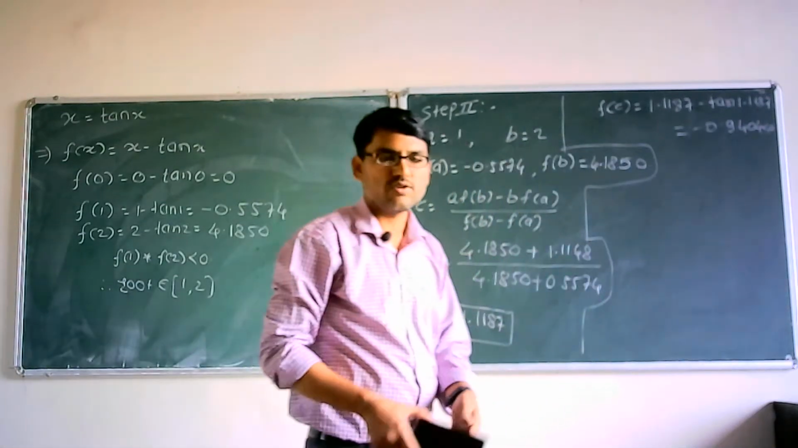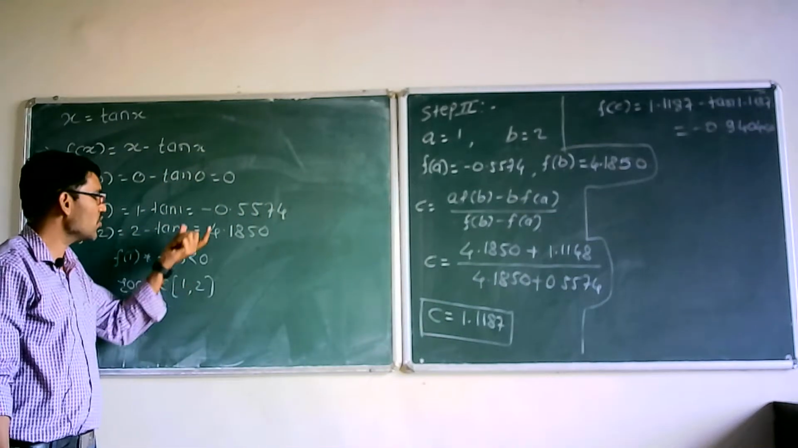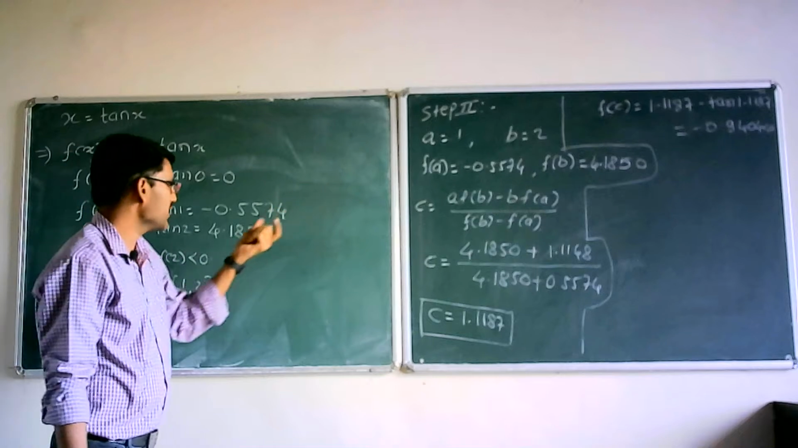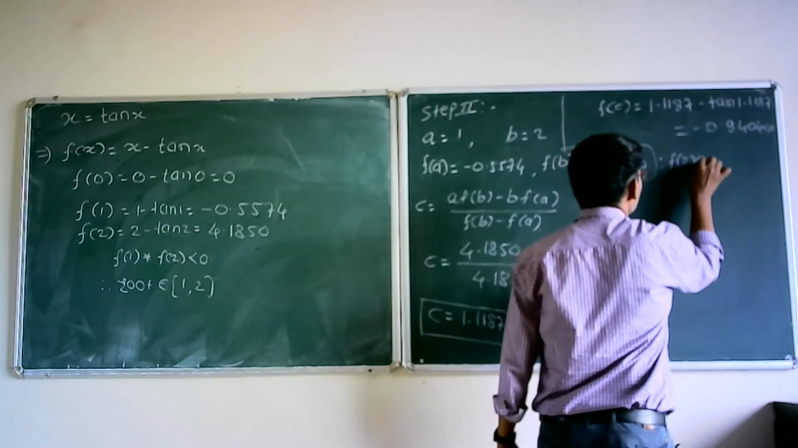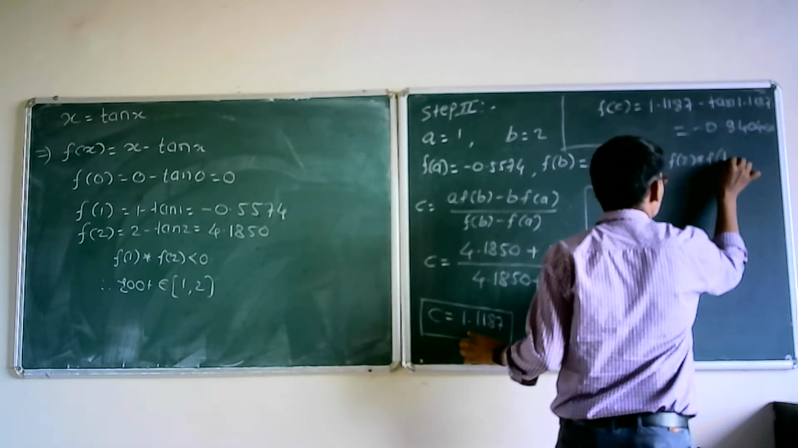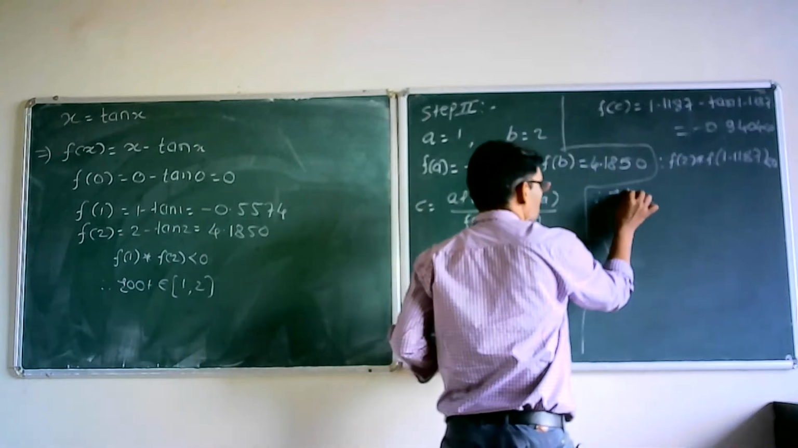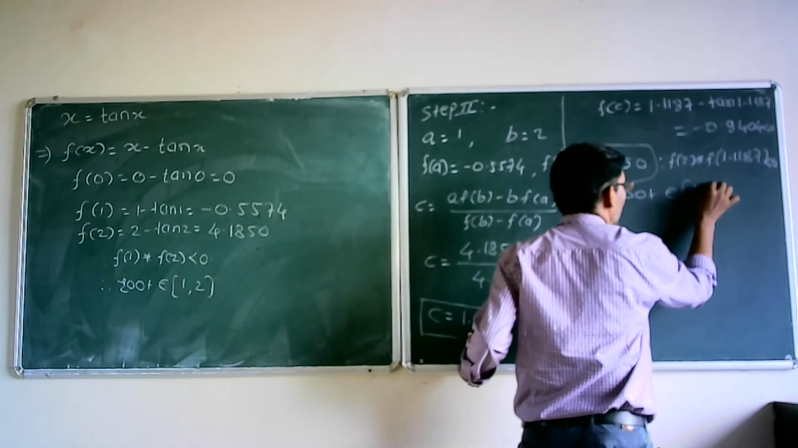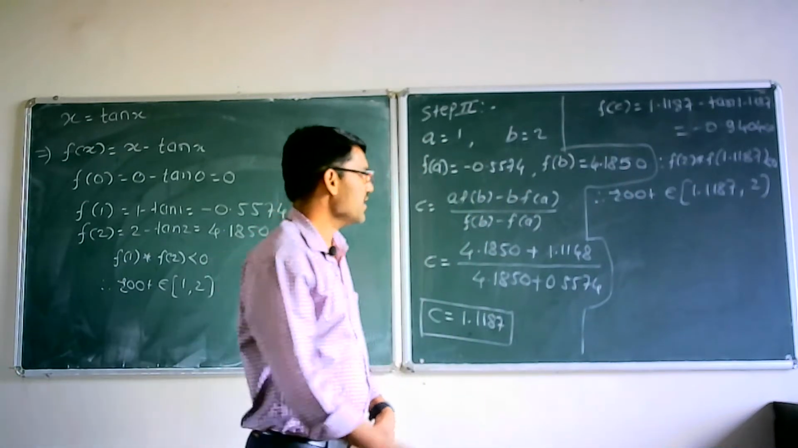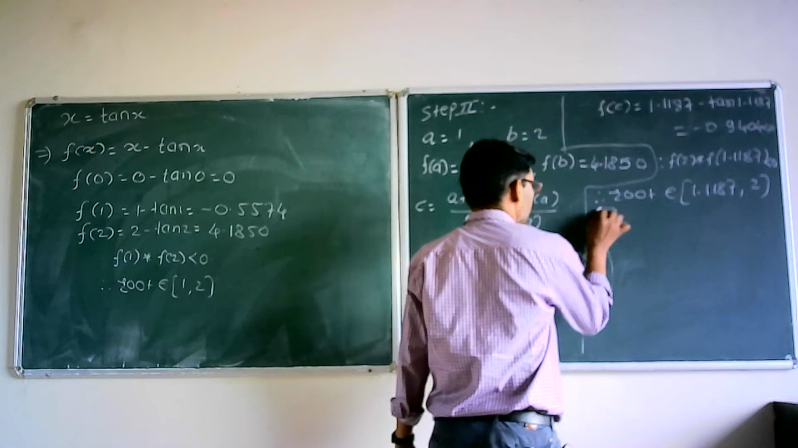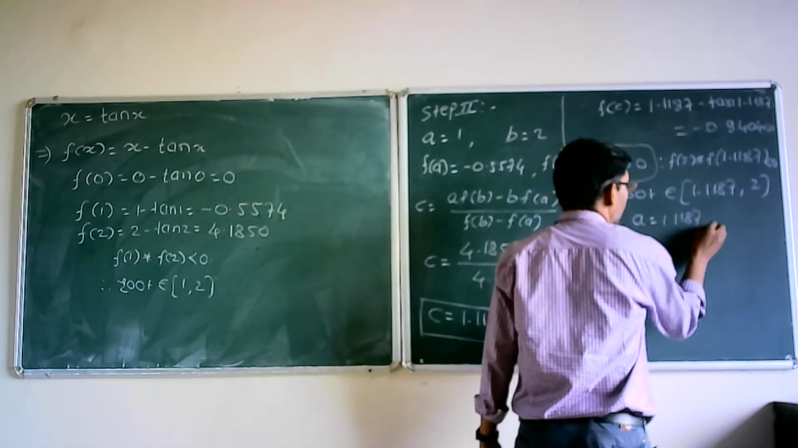Since f of c is less than 0, what is the previous positive number? From this 1 and 2, f of 1 is negative, and f of 2 is positive. Since f of 1 is negative and f of 2 is positive, our root lies between c and 2, and therefore our root lies in the interval 1.1187 and 2. So this is step number 2. Next, step number 3. In the third step, here a is equal to 1.1187 and b is equal to 2.